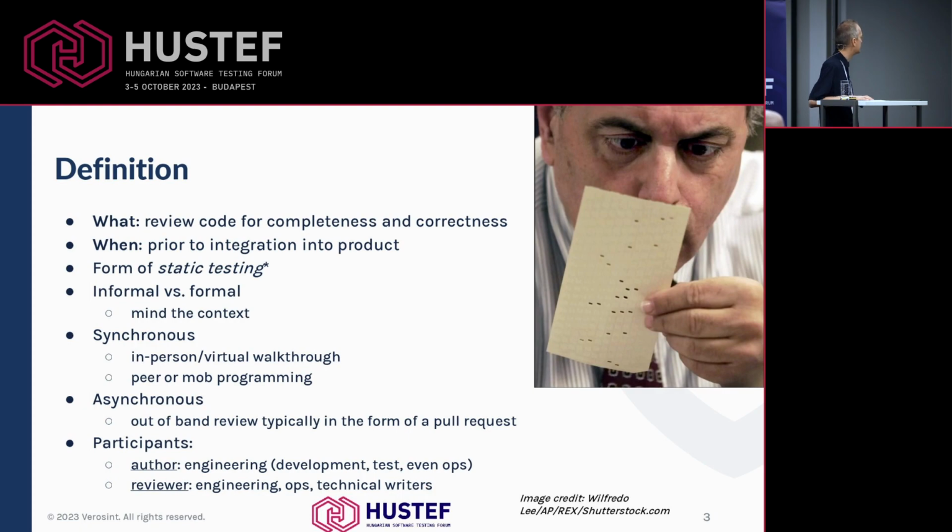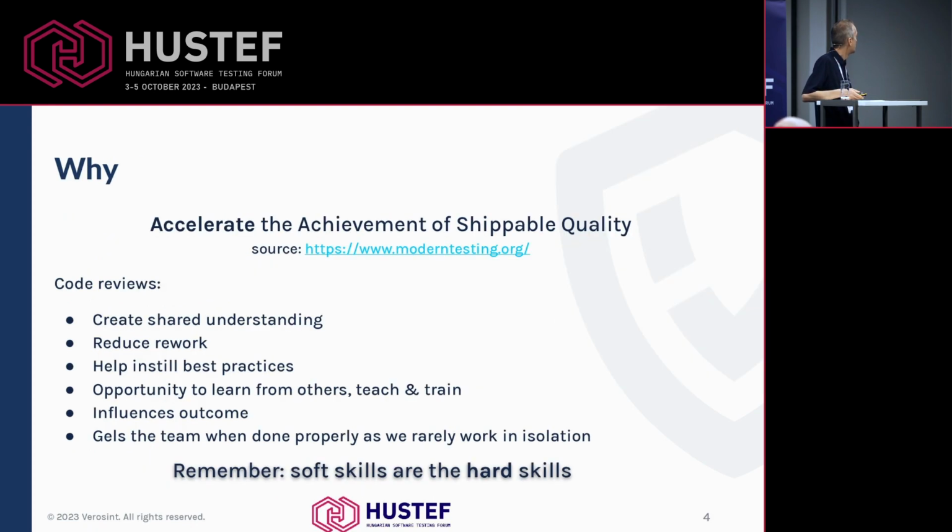Sometimes it's hard to see the nuances of code review, but you can do it in very different ways, informally, in person. There are some companies where peer or mob programming is quite the rage. Usually you have engineers, and sometimes the reviewers can be technical writers, like at our company. We do that especially if the code involves changes to user-facing text messages or messages in general.